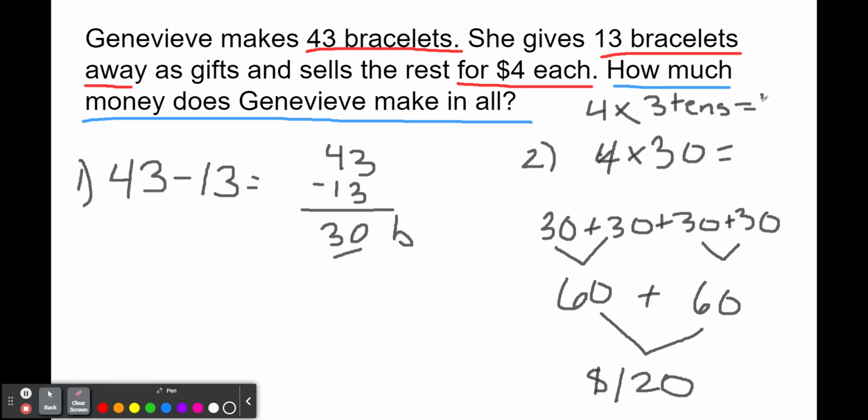Another way that I can solve this is, I know that 4 times 3 tens is going to give me 12 tens. I'm going to put down T for tens, which is equal to $120.